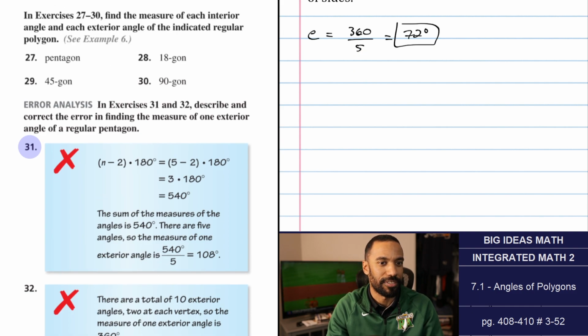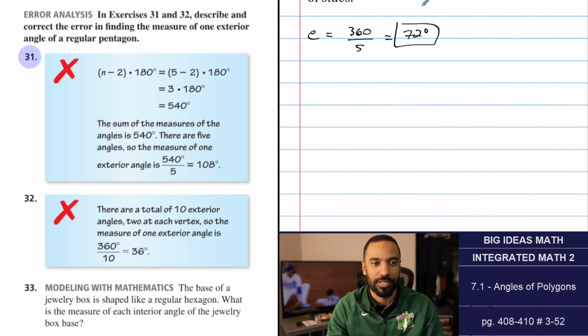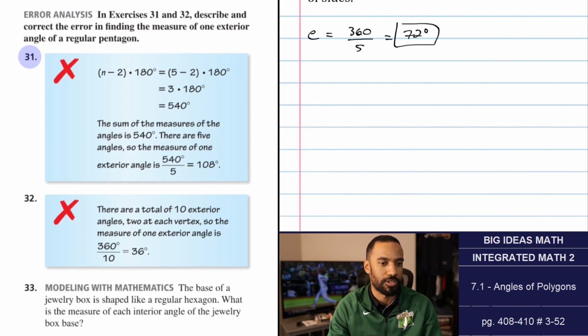I don't know why number 27. I don't know why they had us do that twice. They should have done it to a hexagon or something different.